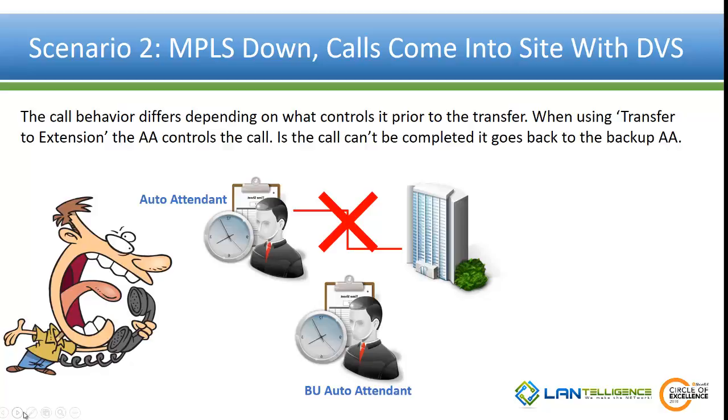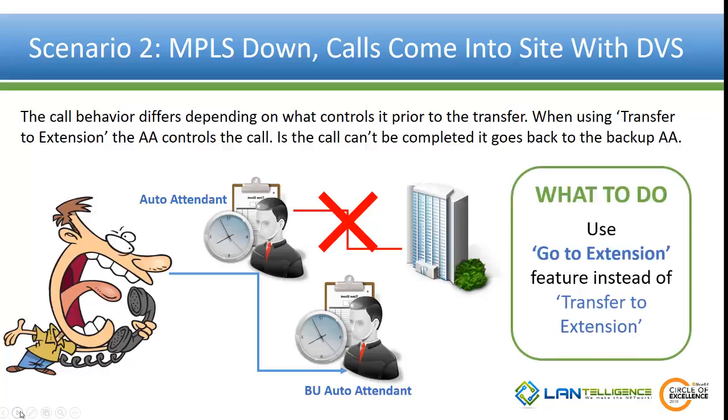You want it to go to the user extension or go to a hunt group or a voicemail or something like that. So what we actually recommend is, to have this work, you want to use the go to extension instead of transfer to extension, because the go to extension releases the call control from the auto tenant that accepts the call, which means the call no longer has an owner and it's available to go to the destination it's supposed to.